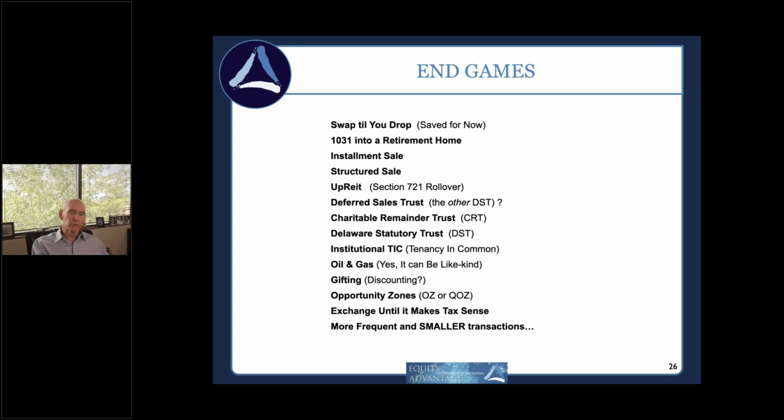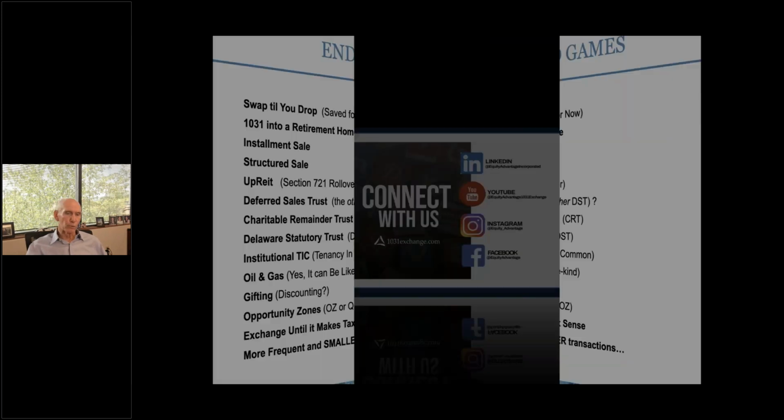Opportunity zones, QOZs, we talked about that. Exchange until it makes tax sense. What do I mean by that? Maybe you have a huge year this year business-wise, big tax hit, maybe next year you've got losses. So time those sales when they can be offset. So once again, tax exposure is one thing, taxes owed is another. So you're timing those dispositions to offset other things that maybe would mitigate that tax consequence. And then more frequent and smaller transactions are being done today. So just be aware of those things.